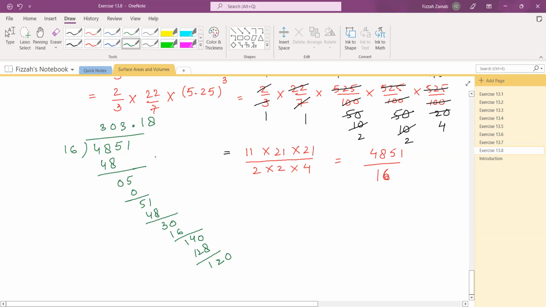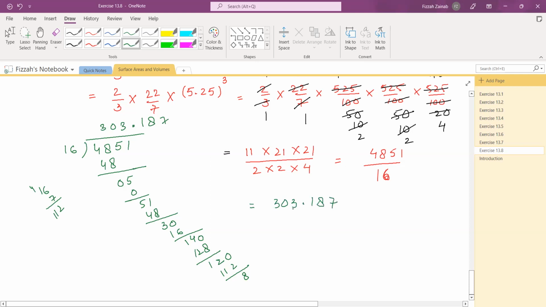16 into 5 is how much? 80. So 16 into 7 is how much? You can just multiply and see, right, if you don't remember the tables. 42 and then 4, and 112 I'll get. So I think 7 times it will go. 112, right? 10 minus 2 is 8, and then you're left with 8. So we can leave it like this only.